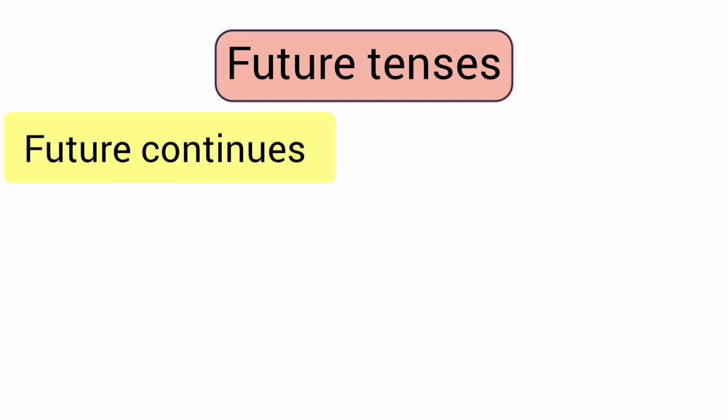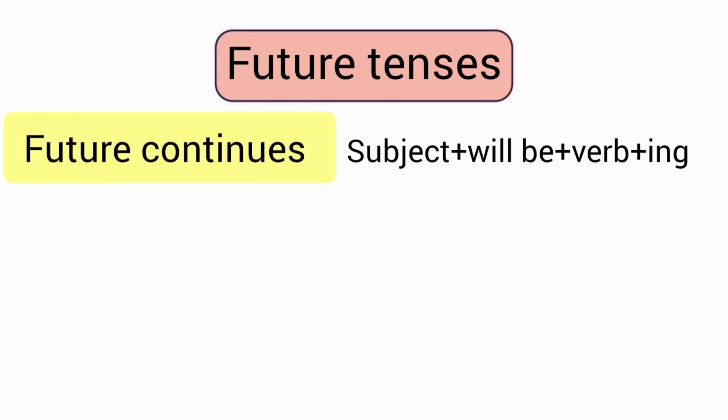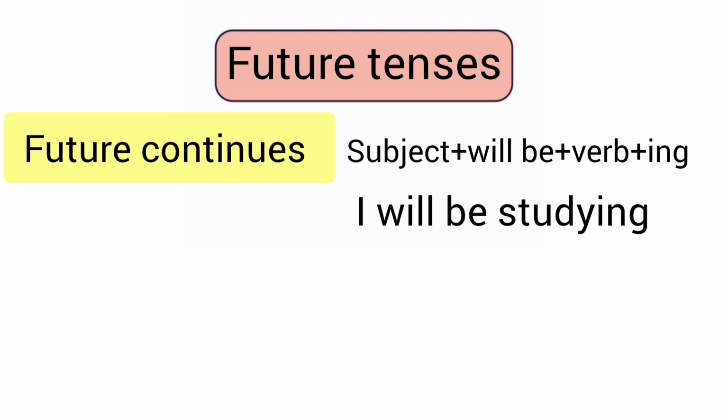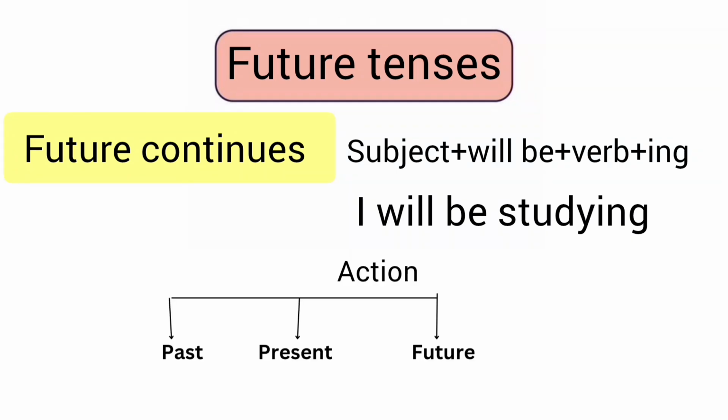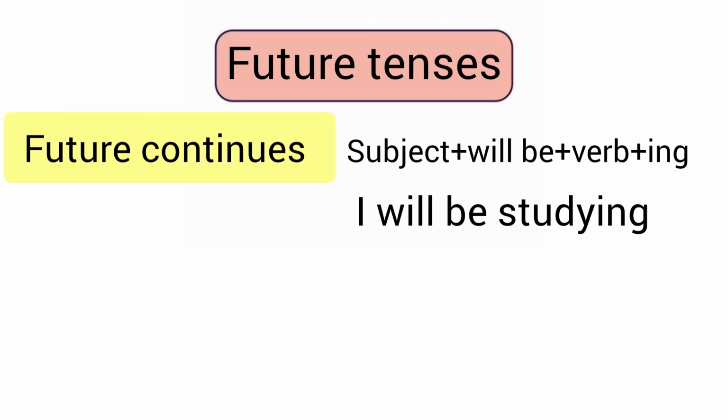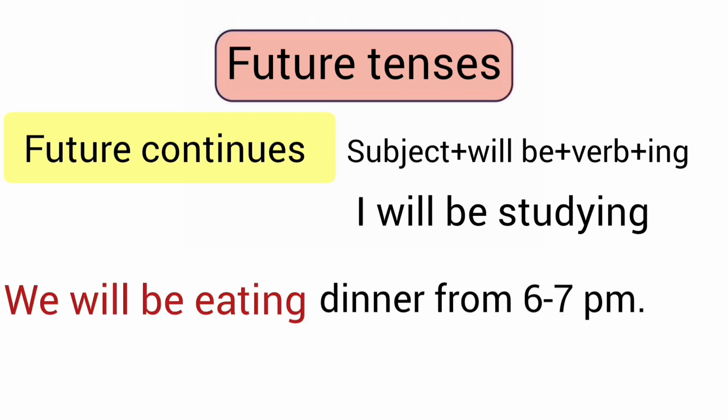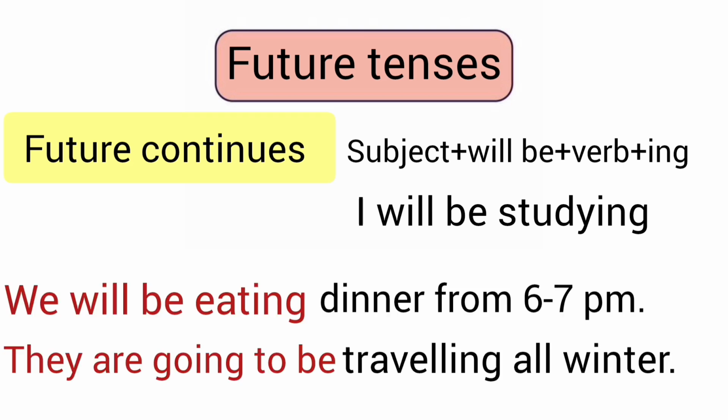Future continuous. The general formula for this tense: subject plus will be plus verb-ing. For example, I will be studying. We use this tense to talk about an action that we believe will continue over a period of time in the future. For example, we will be eating dinner from 6 to 7 p.m. They are going to be traveling all winter.